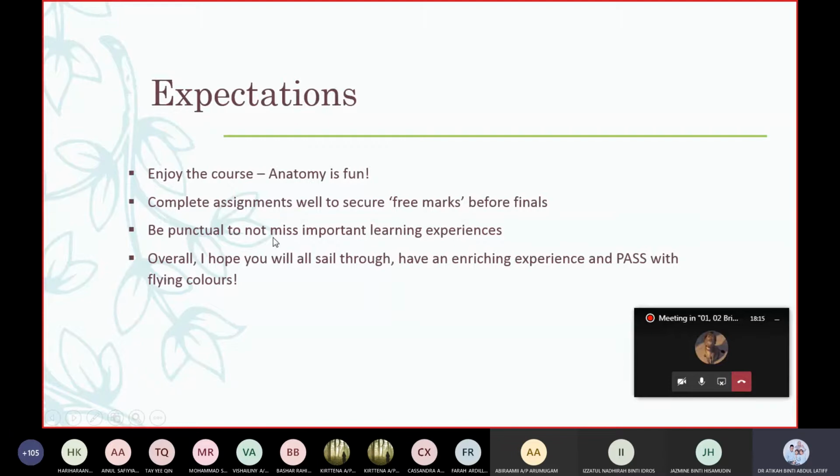And try to be punctual, because if not, sometimes at the end or at the early part of the lectures, lecturers like to give some tips or anything like that. So you might miss out if you come a bit late. And overall, I hope all of you will have a good experience with GA and pass with flying colours.